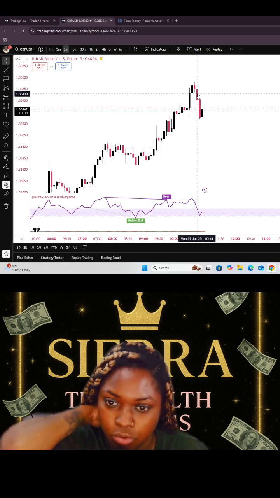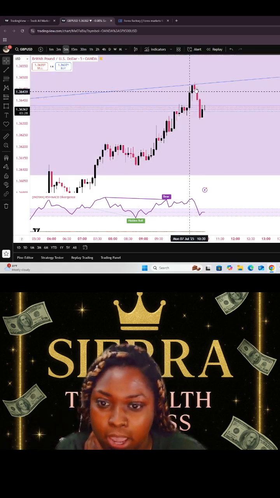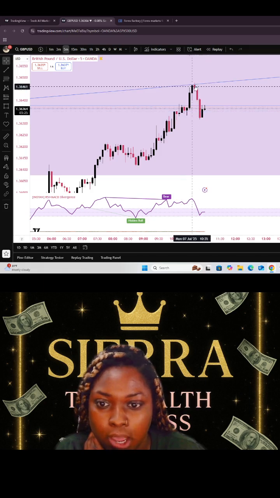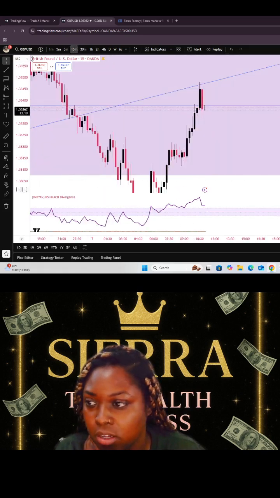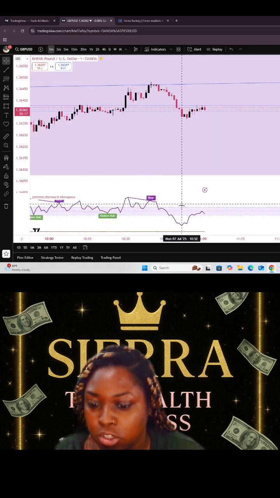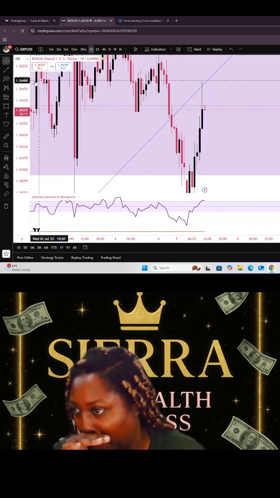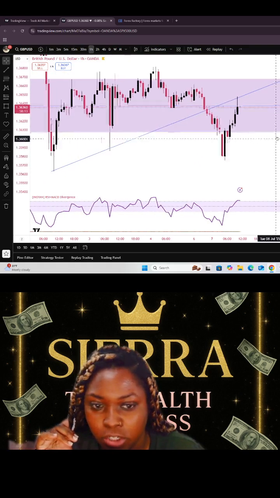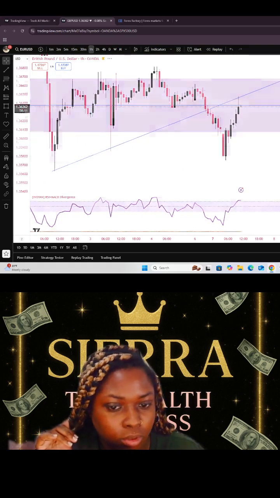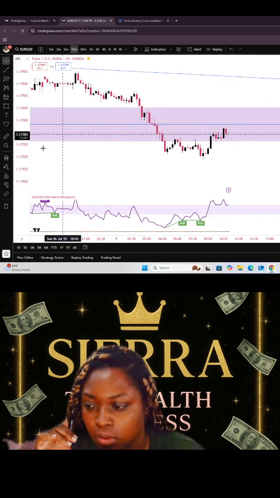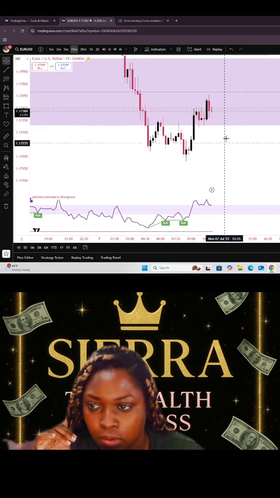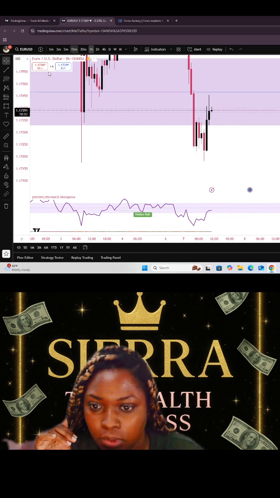So 1, 2, 3. We got an evening star right at our trend line, which is letting us know that the sellers are taking over. All right, so we can sell GU. You can enter GU sales and probably EU too.